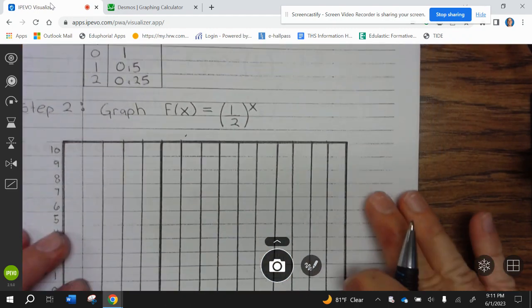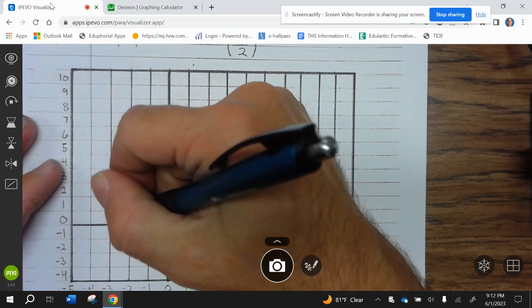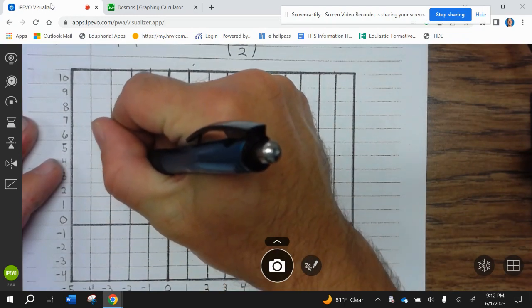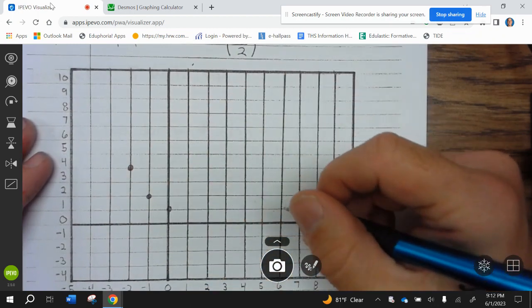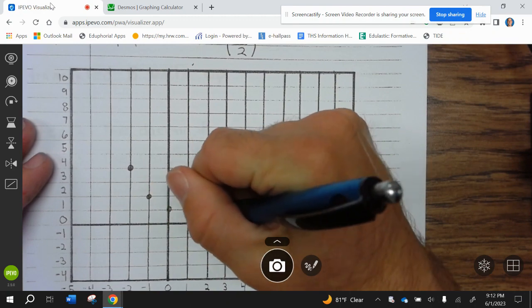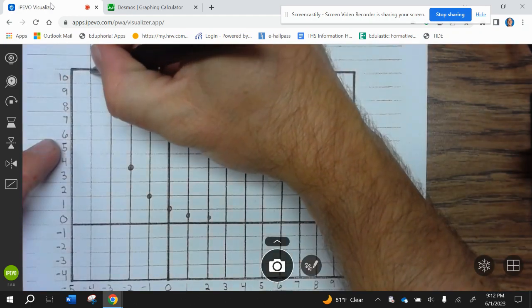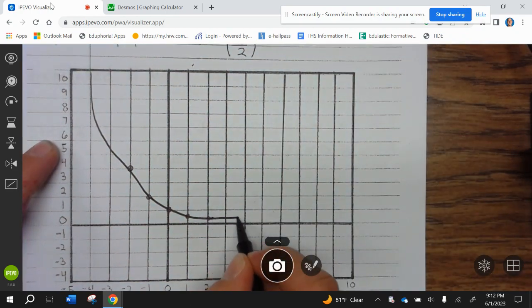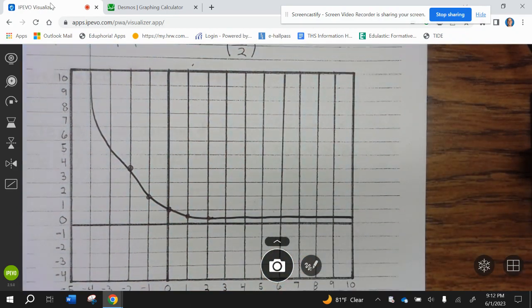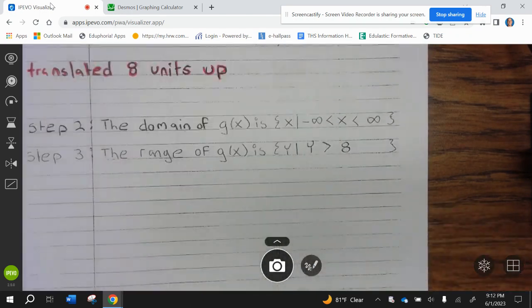Okay, let's go ahead and graph those points. Go ahead and write them down first. All right, so -2, 4. -1, 2, 0, 1, 1, 0.5, 2, 0.25. All right, there's your graph. Let's take a look at the next page.